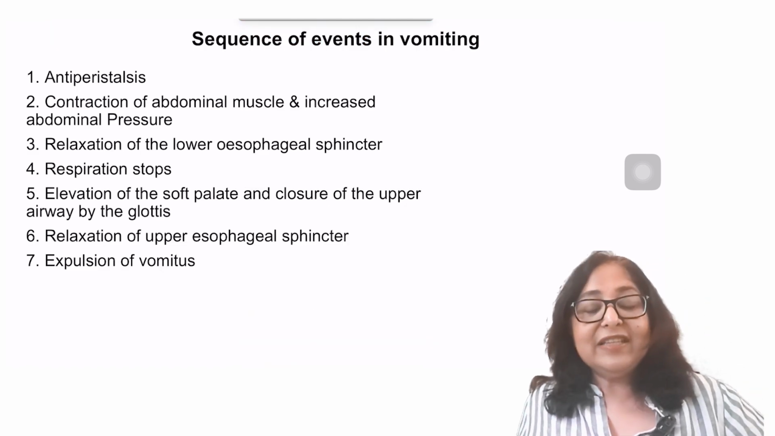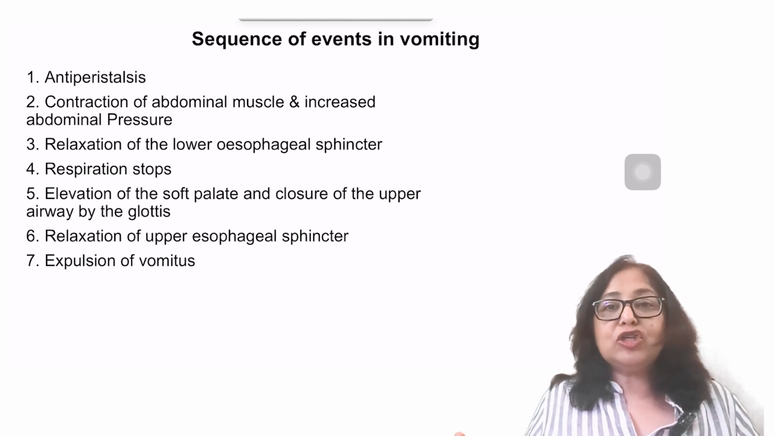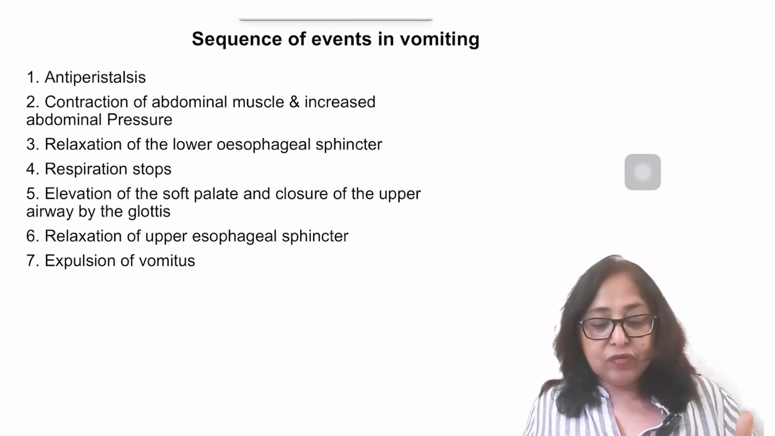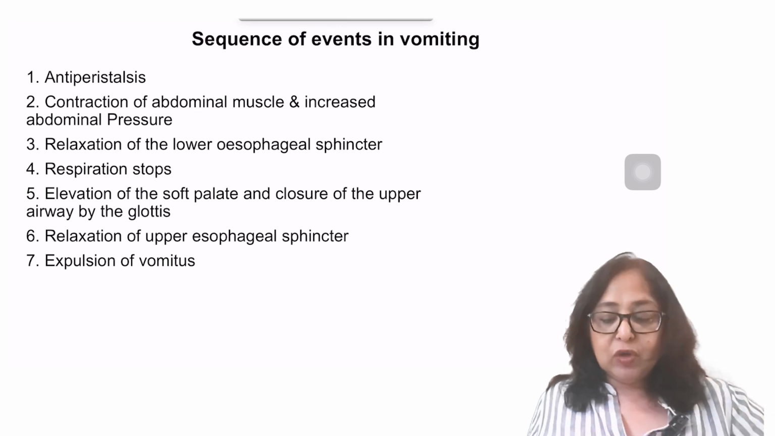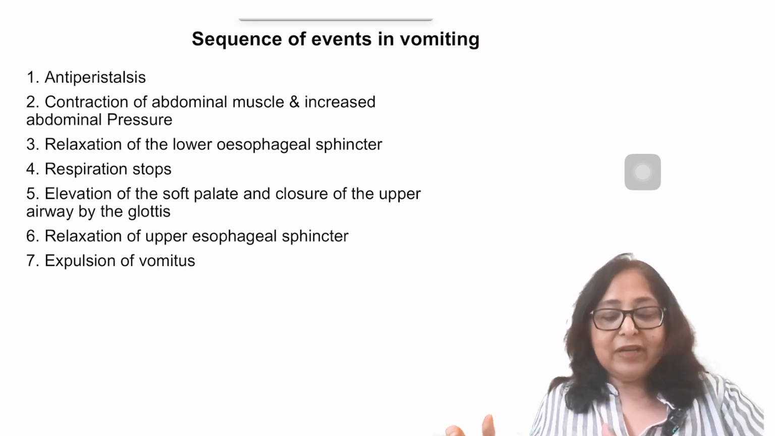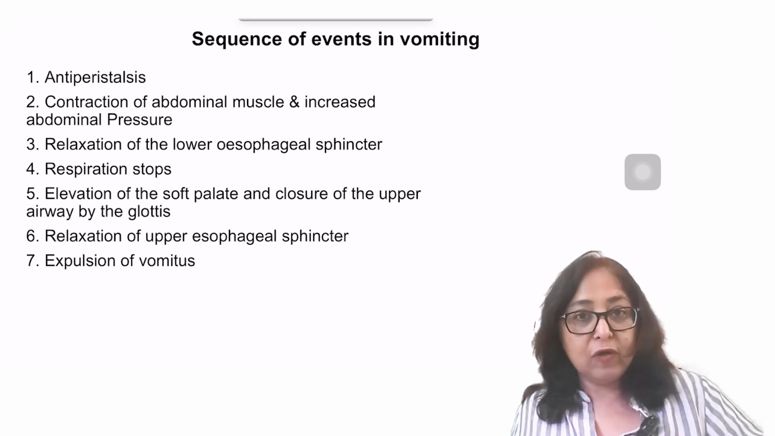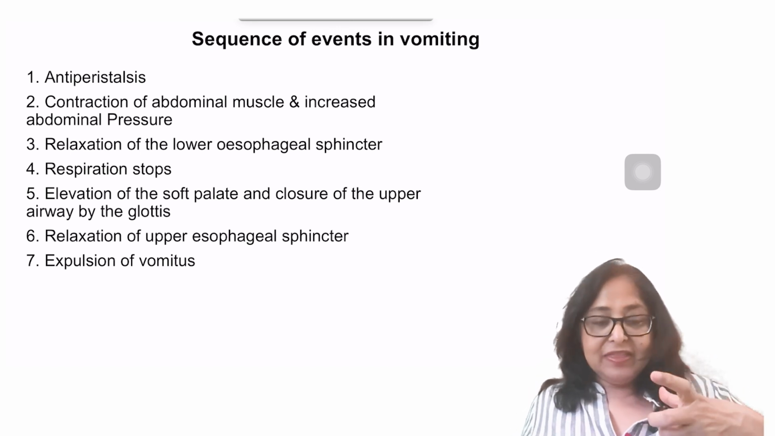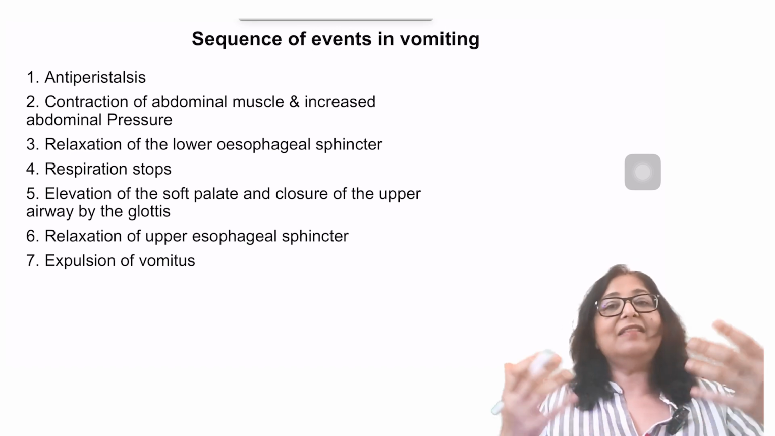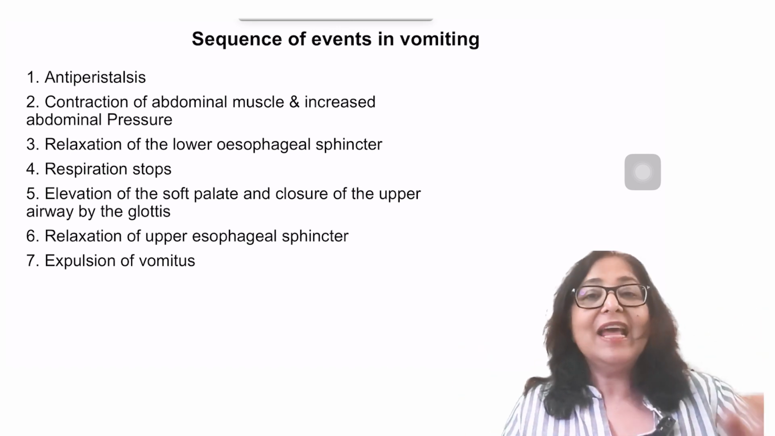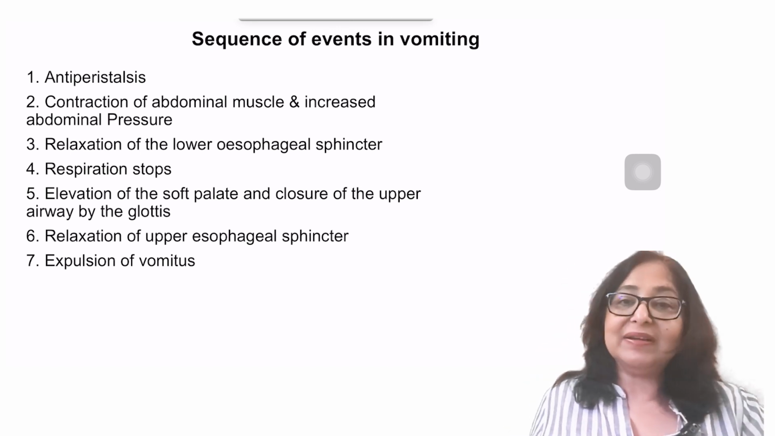Now, the sequence of events in vomiting, the first one, like I said, is antiperistalsis. Second is a contraction of the abdominal muscles, which in turn increases the abdominal pressure. There's a relaxation of the lower esophageal sphincter. Respiration stops. There is elevation of the soft palate and closure of the airway by the glottis. Then a relaxation of the upper esophageal sphincter, and then the expulsion of the vomitus. But the first step would always be anti or reverse peristalsis.